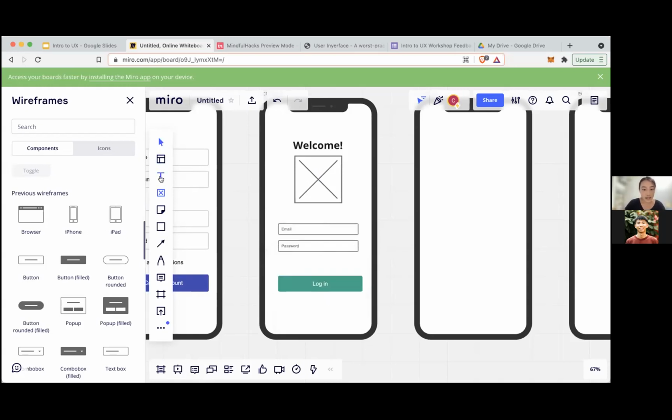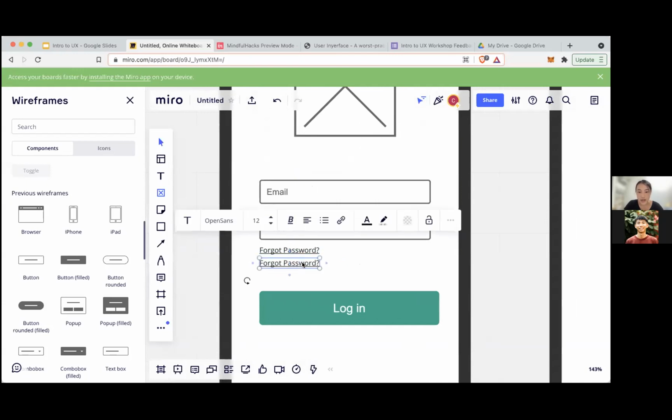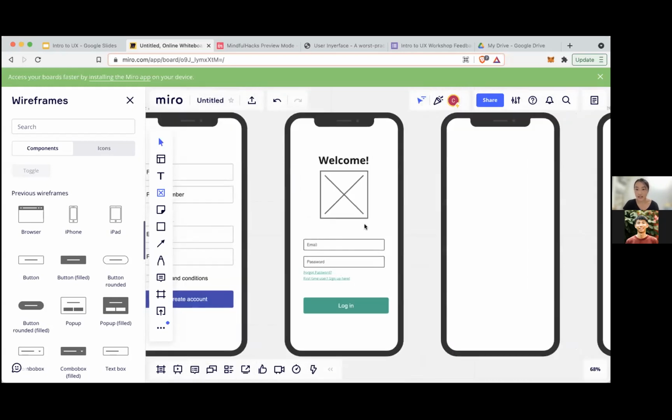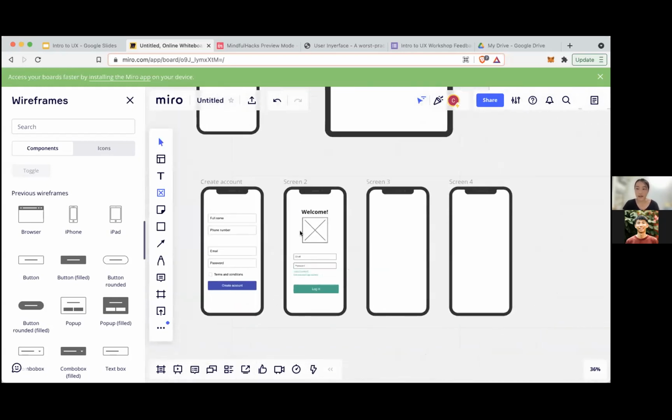If you want to add in text, you can also use this text function here. In this case, I want to add a forgot password. I don't want this to be bold, and I want this to be smaller. And I want this to be underlined so that people know this is something they can click on. Also I want to create another hyperlink for people to go to if they are not a member yet. So first time user, sign up here. All right. And I can choose to make this another color to tell people that it's a link that can be clicked. Okay, so this is how you can create a prototype on Miro.